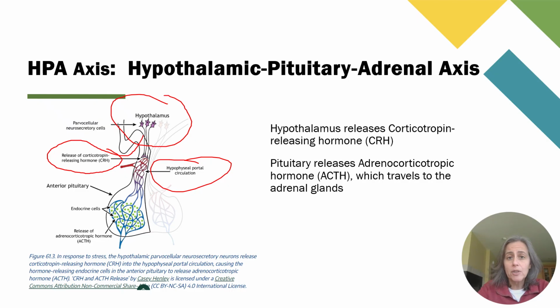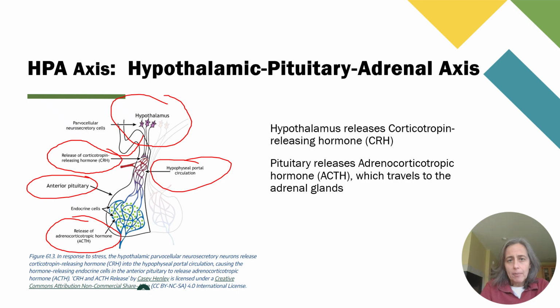It's a portal circulation, which you might remember as one where blood goes from capillaries to veins and then to capillaries again before it goes into veins again. You might remember the hepatic portal system for our digestive organs so that our liver can process that blood before it goes into the general bloodstream. Anyhow, then the pituitary is going to respond by releasing ACTH, which is the adrenocorticotropic hormone.